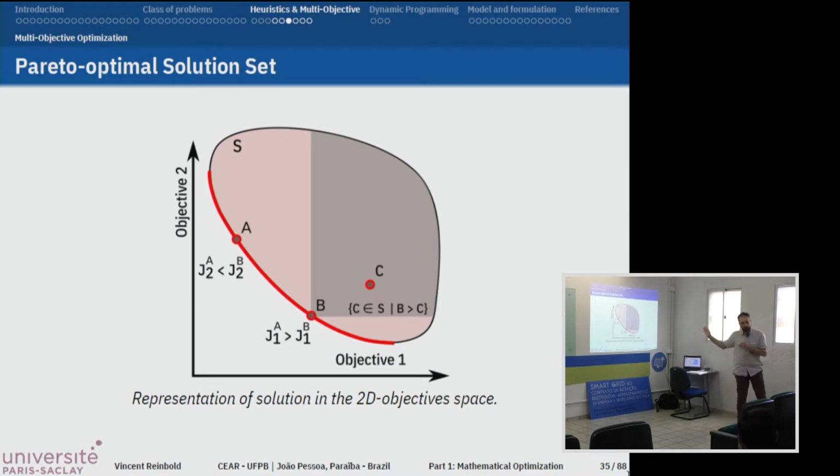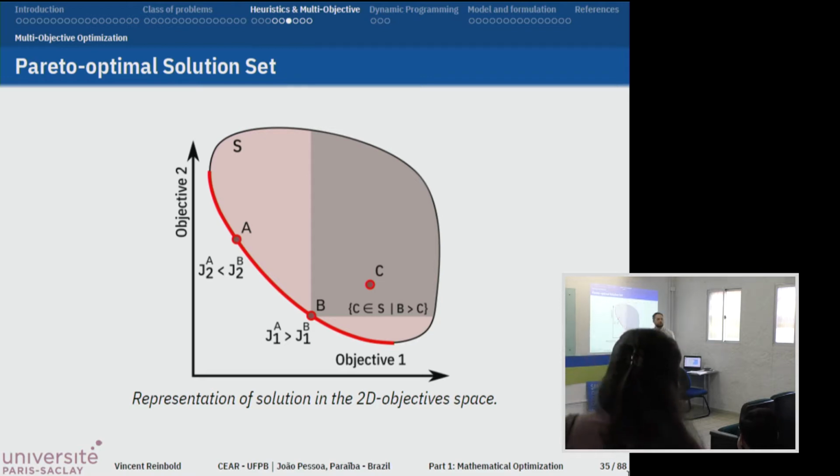So here I have an illustration of what we call a Pareto front. The Pareto front is the representation of solution in the space of the objectives. Remember in my square illustration, we were in the space of the variables. Remember that, right? Here we are in the space of the objectives, because now we have more than one objective.